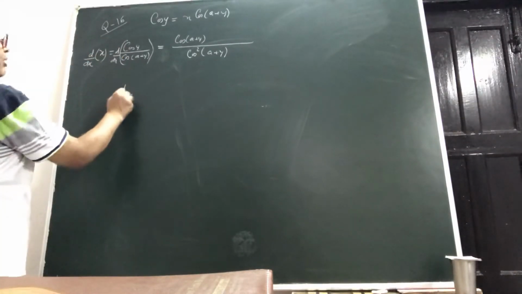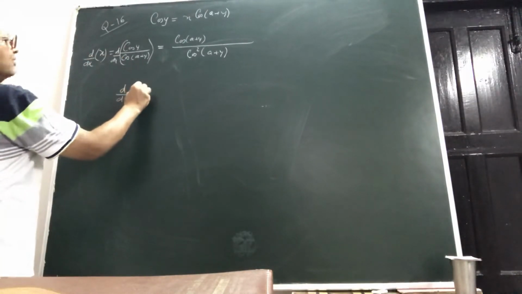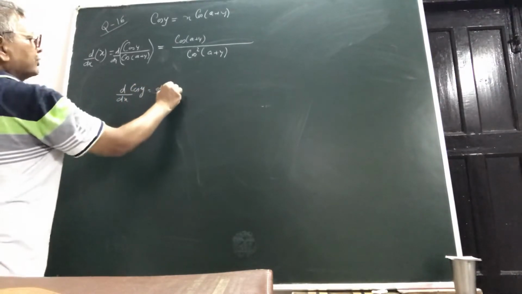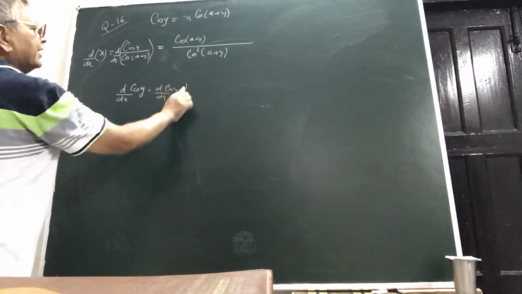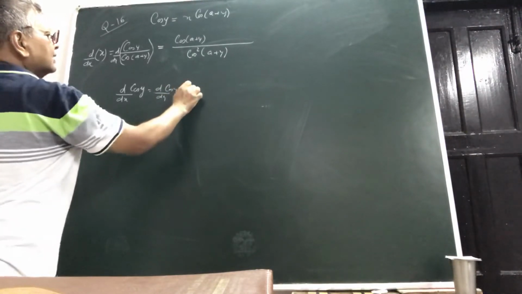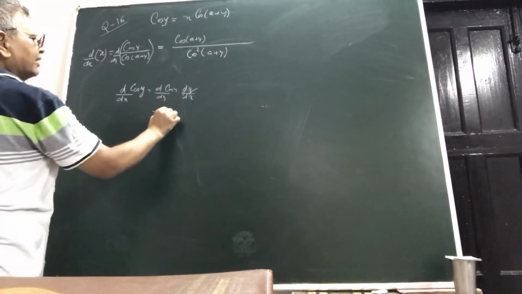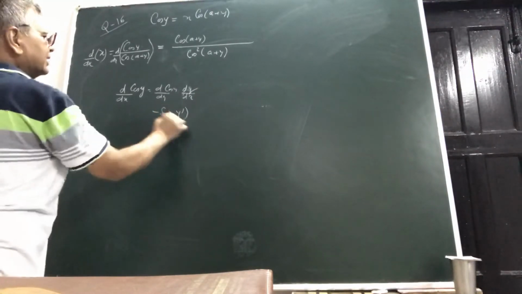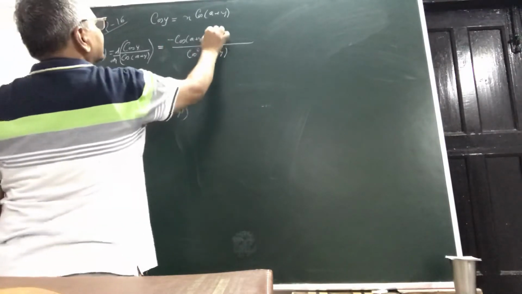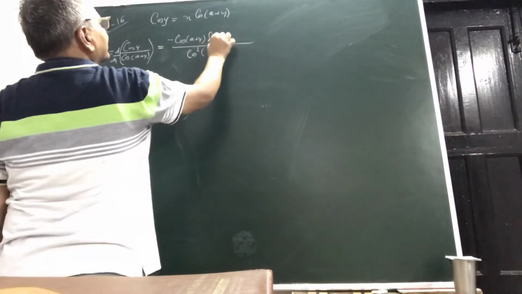See, derivative of numerator will be what? d upon dx of cos y. So this is d upon dy of cos y into dy by dx, so this is minus sin y into y'. At this value you will put here, so it is minus sin y into y'.